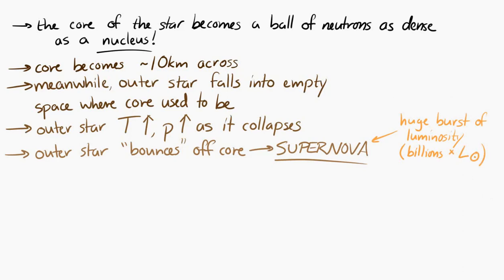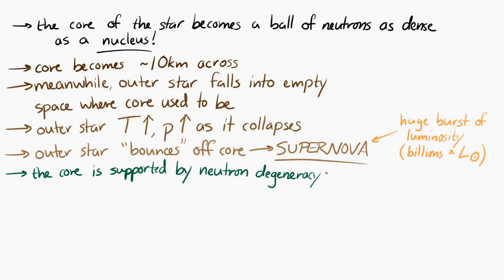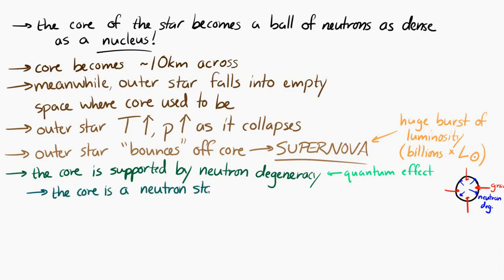Now, the core here, the leftover core, is supported by what's called neutron degeneracy. And that's a quantum effect. It's kind of similar to electron degeneracy, except it's much stronger. And as long as the core's mass is below a certain limit, we get what's called a neutron star. And a neutron star is a star where the inward force of gravity is supported by neutron degeneracy. Now, these are stars that are a couple solar masses and about the size of a city.